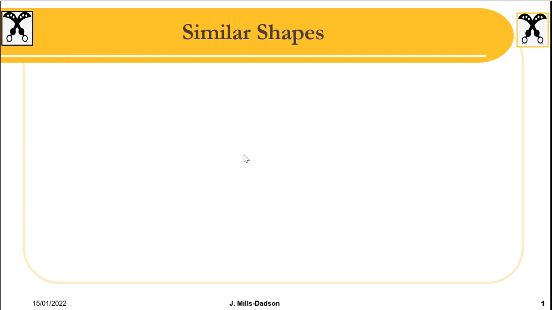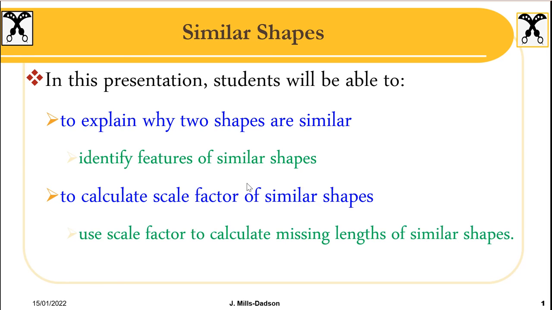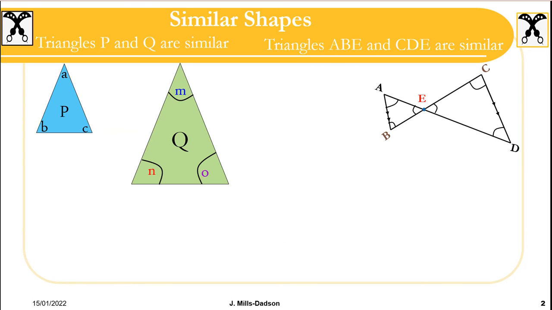In today's lesson, I'll be talking to you about similar shapes. And I'll be talking about why two shapes are similar, how to work out the scale factor of similar shapes, and how to work out missing lengths of similar shapes. Triangles P and Q are similar, and also triangles ABE and CDE are similar.